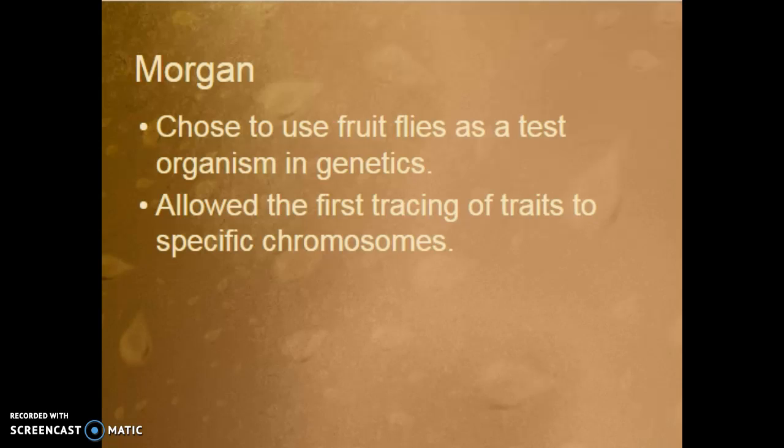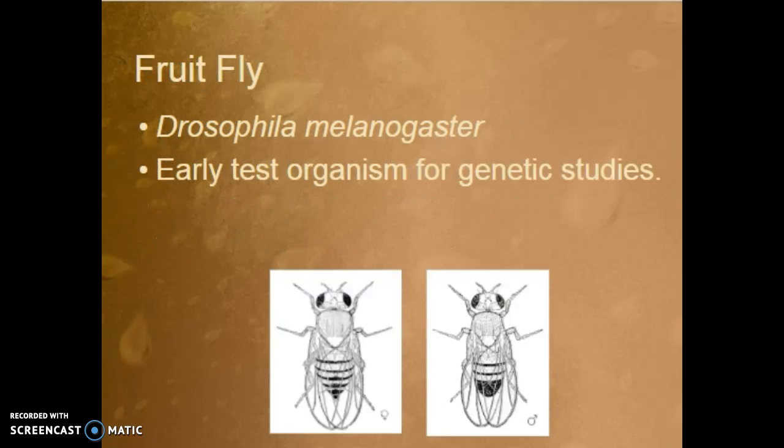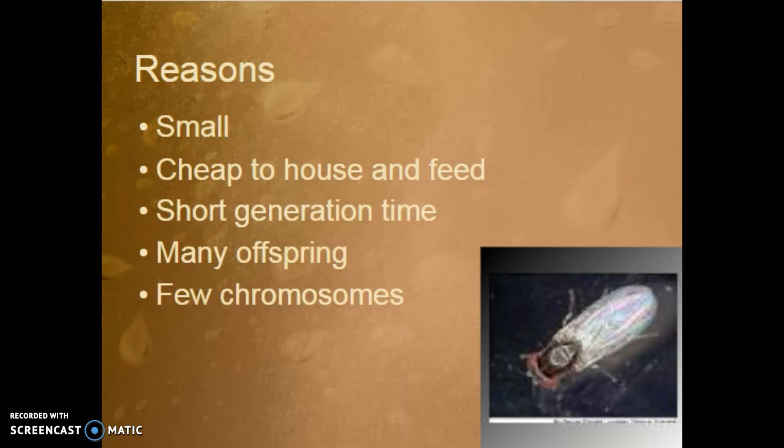So Morgan is one of these world-famous scientists who tested fruit flies. Every person that learns biology at the collegiate level learns about Morgan and Drosophila melanogaster. It allowed us to find the first addresses of genes on chromosomes. You see on this slide, we've got the male and the female. You can see the color pattern is a little bit different. The wings are a little bit different.